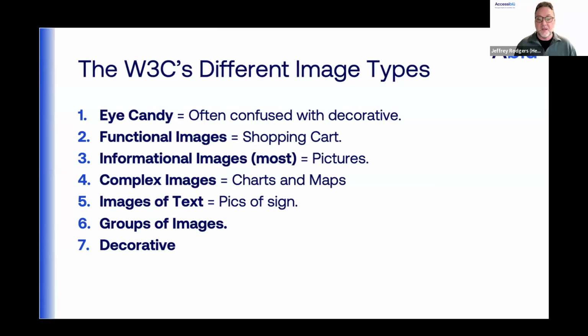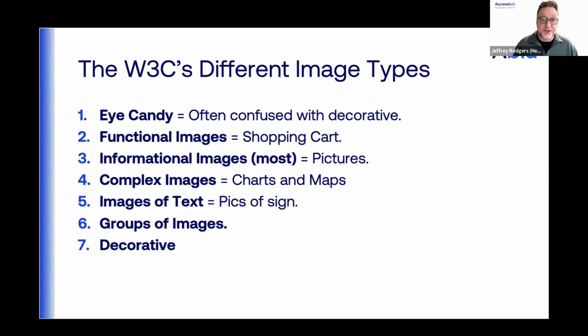So with images, the W3C, or World Wide Web Consortium, has designated 7 types of images. They refer to them as, number 1, eye candy, which is often confused with being decorative. An eye candy image is something that really is just there to enhance the page, set a mood, those sort of things. And a lot of times those are mistakenly marked as decorative when there's actually a purpose that you're wanting to convey to your sighted readers.